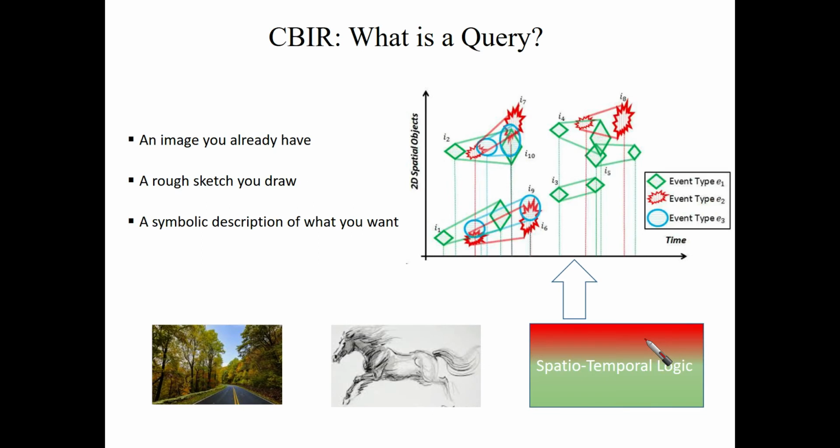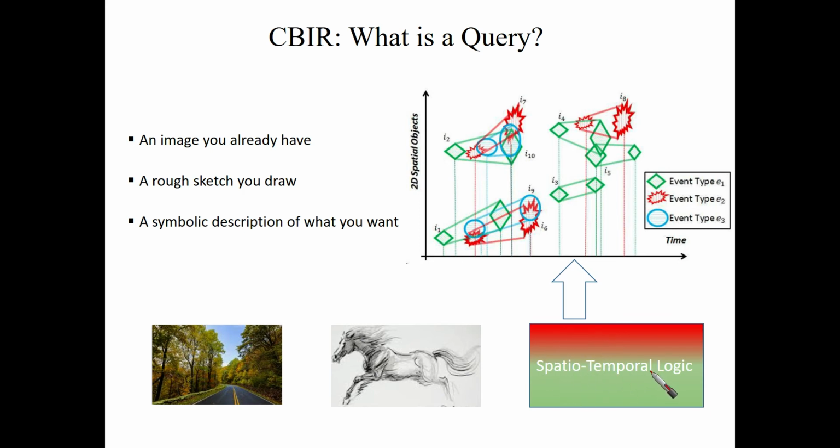So what's the query that we are talking about? Definitely the image that we already have. In addition, we might have a rough sketch. For example, you don't have the photo, but you can create a sketch of some unknown person, and then you can search whether it's possible to find that person. And also a symbolic description, whatever we want. For example, we can have a logical representation of some data that we also like to search.